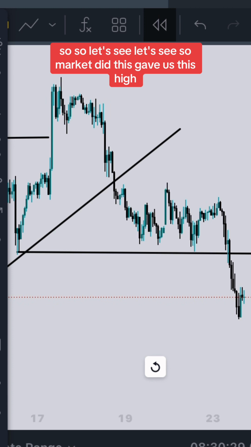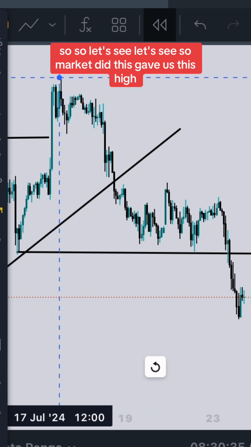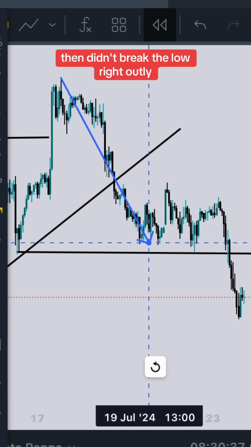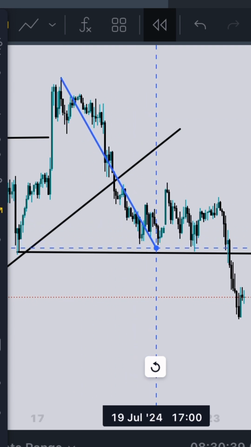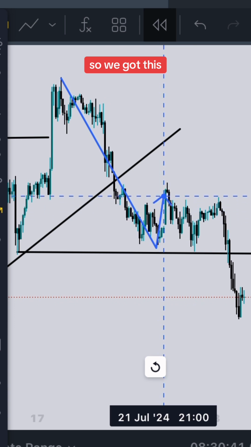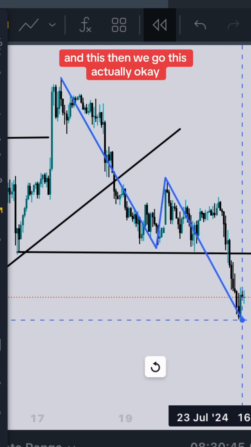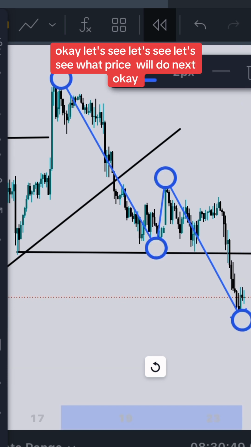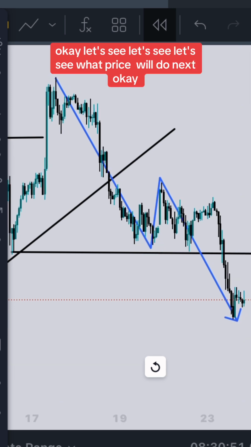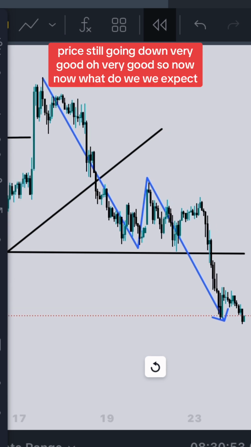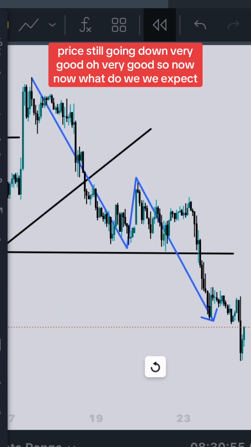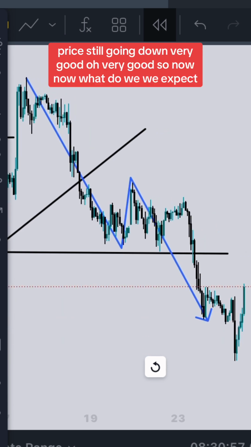So let's see. The market did this, gave us this high, then didn't break the low right there. So we got this and this, then we got this. Actually, okay, let's see what price will do next. Okay, price is still going down. Very good.